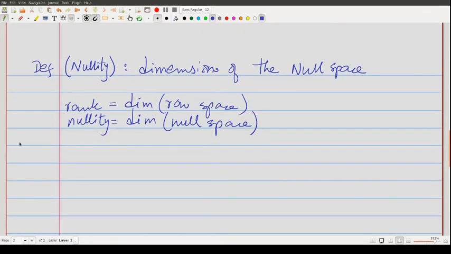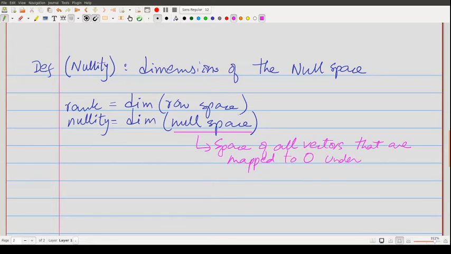Okay, and what's the null space? The null space, if you recall, is the space of all vectors that are mapped to 0 under A. Notice that I'm using some linear transformation, but the idea is simply that it is the solutions. It is basically the solutions of AX equals 0.